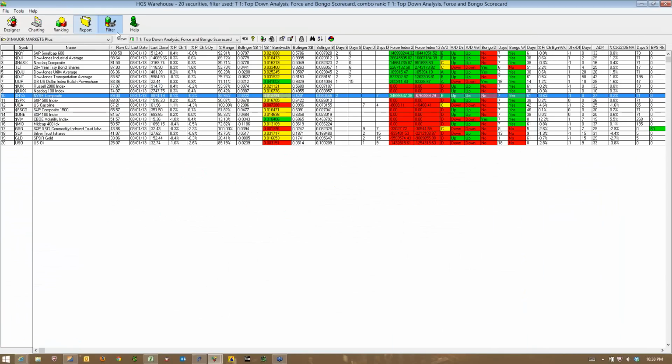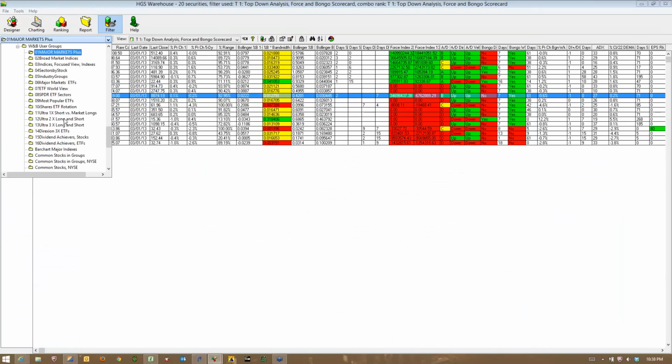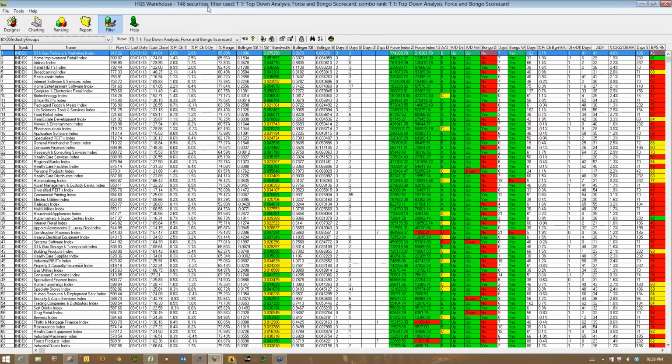So once I've had a chance to look at the market, I like to go down, I like to look at the industries. So as you can see in HGSI, we have 146 different industries.